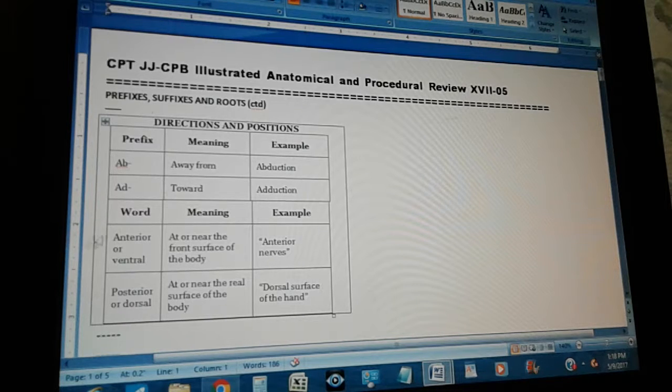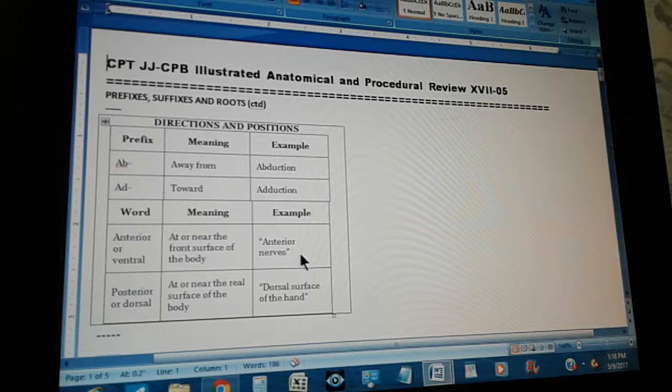Okay, now positions. The word anterior or ventral, what's that? At or near the front surface of the body. The front surface of the body, right? So anterior nerves would be the nerves at the front, right?